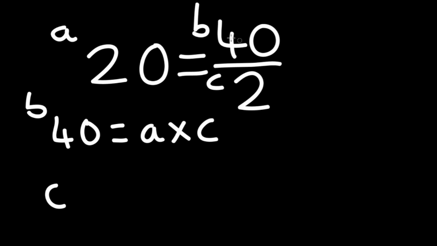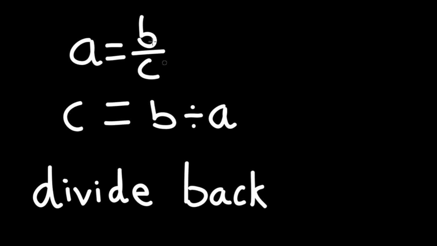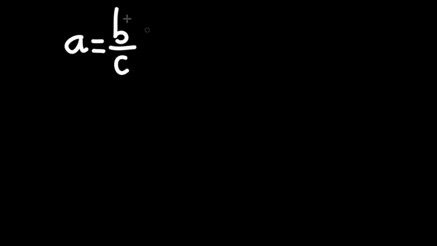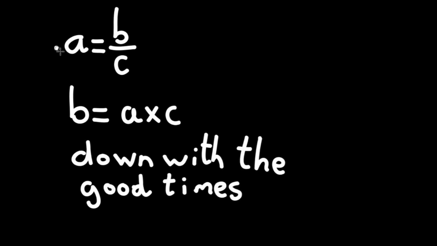If we want to make C the subject of the equation, 2, we have to divide B by A, so C equals B divided by A. To remember how to find C when A equals B over C, think divide back. C equals B divided by A, divide back. To remember how to find B when A equals B divided by C, think down with the good times. We have to go down from A to C, down with the good times. B equals A times C.